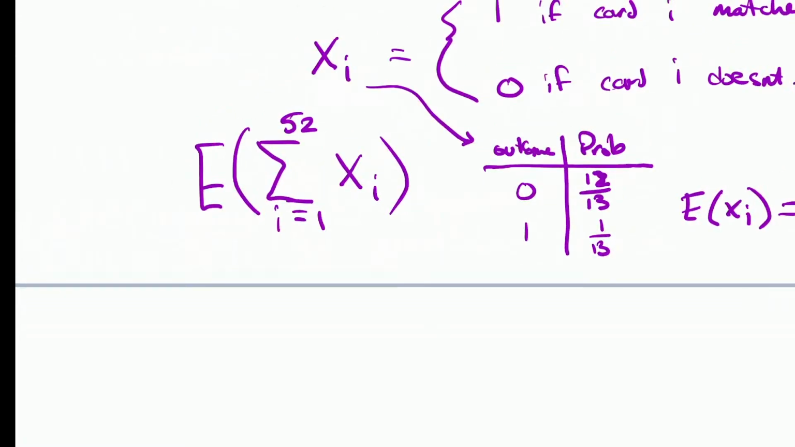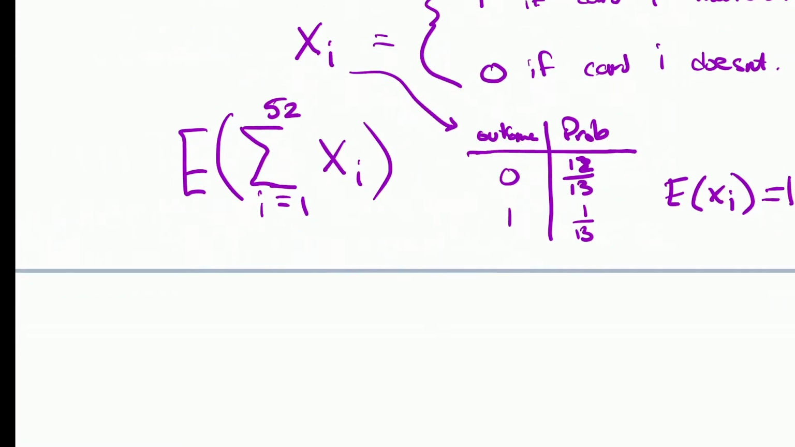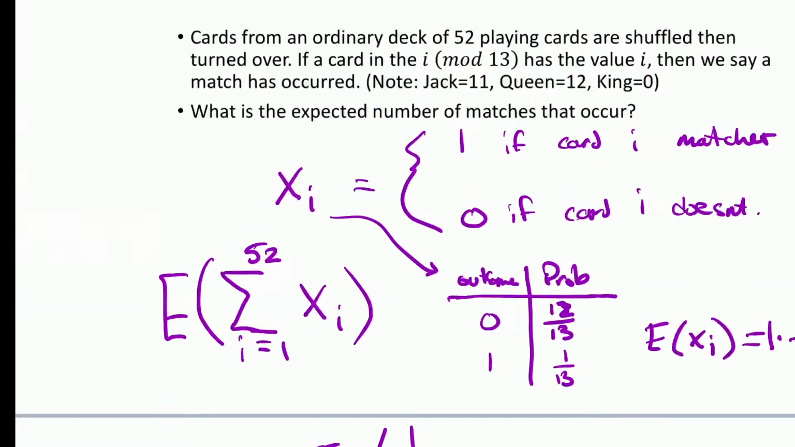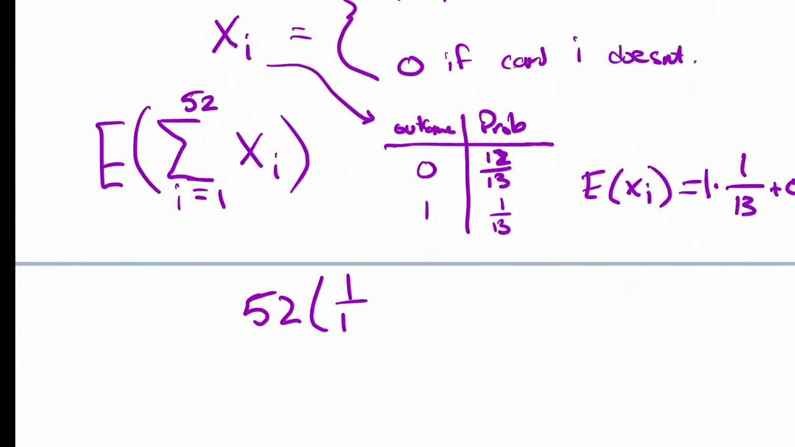Now let's add up 52 of those. I know, it's so easy, isn't it? If only this could be this easy when we were doing our multiple variable problems. This is more than multiple, this is like 52 variables. Well, anyway, so 52 times 1/13 is 4.